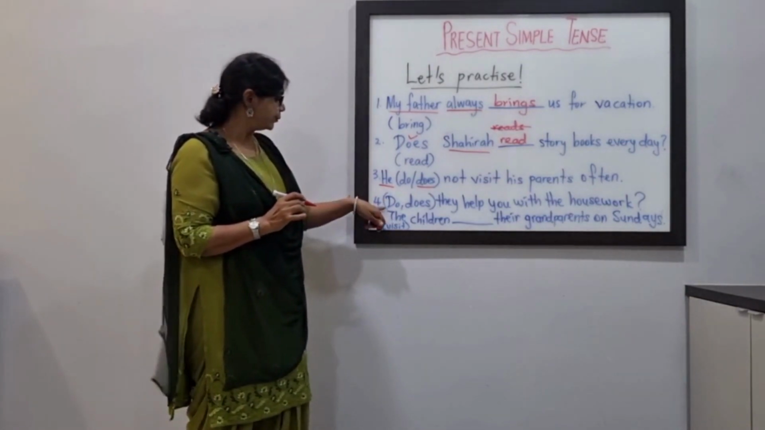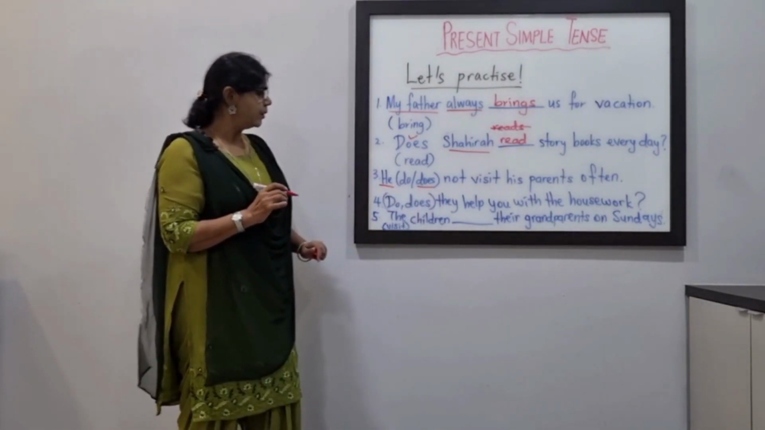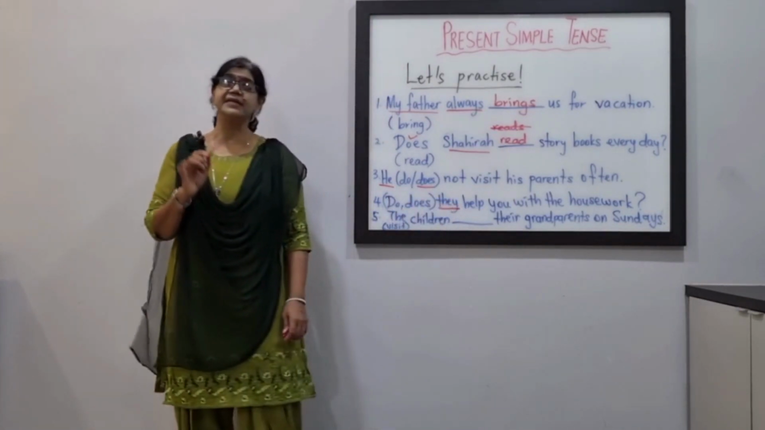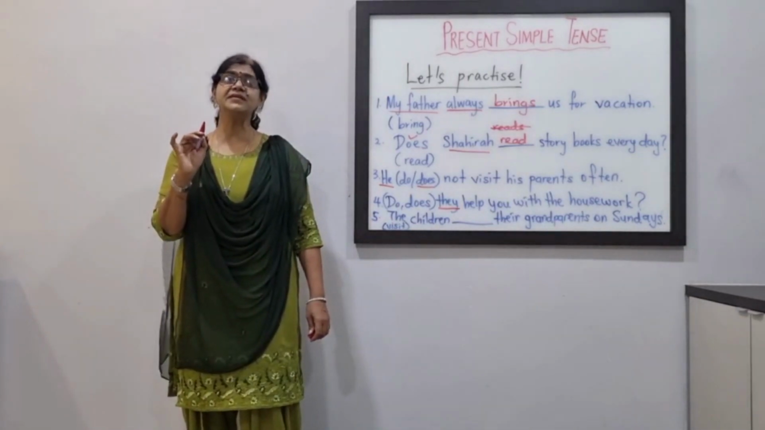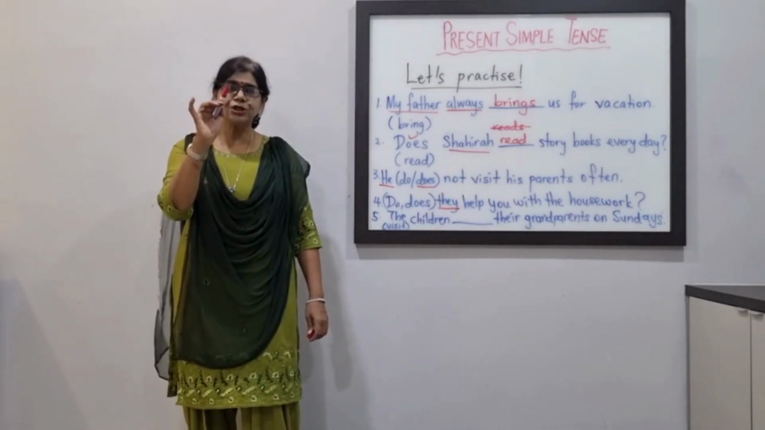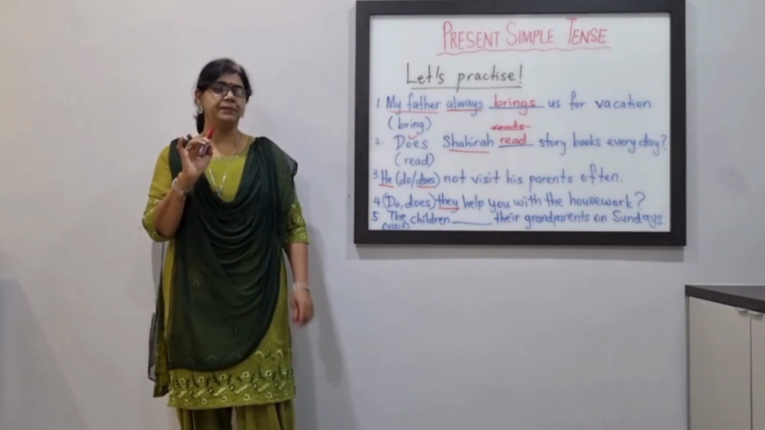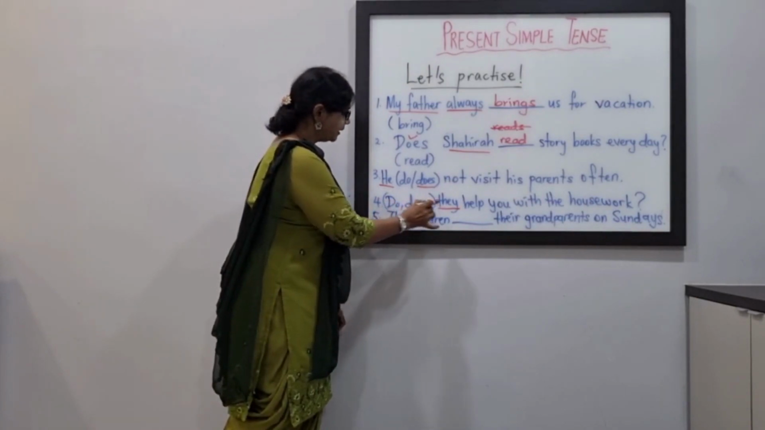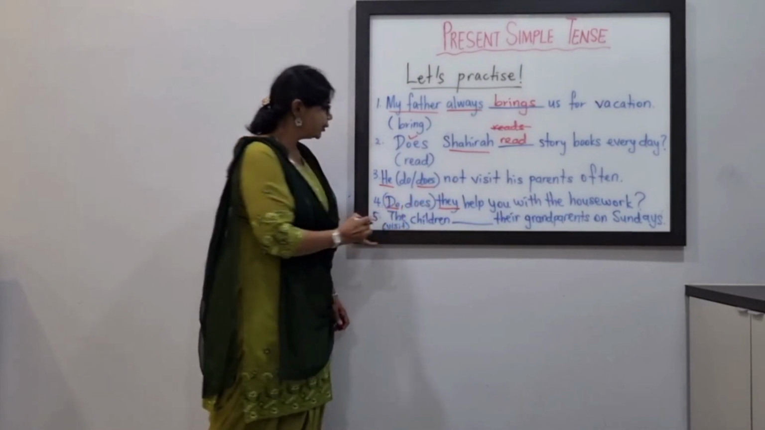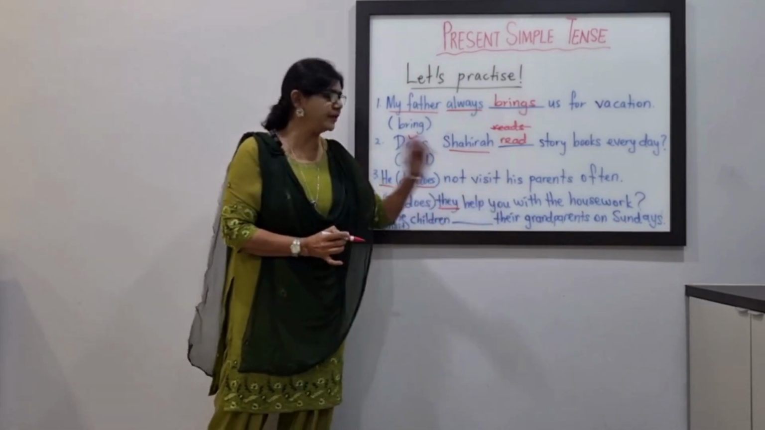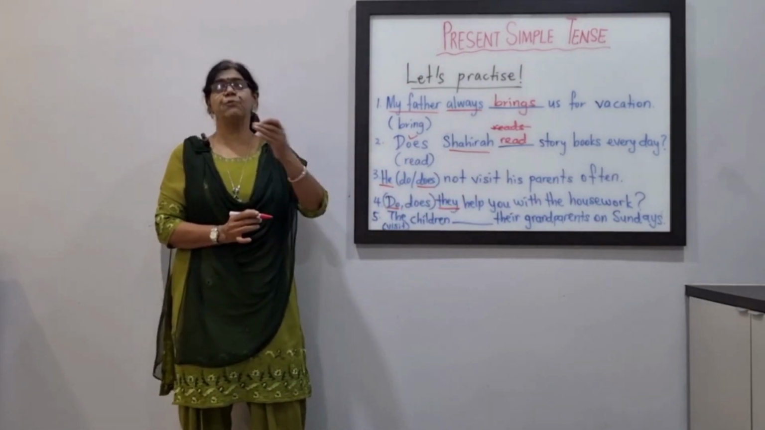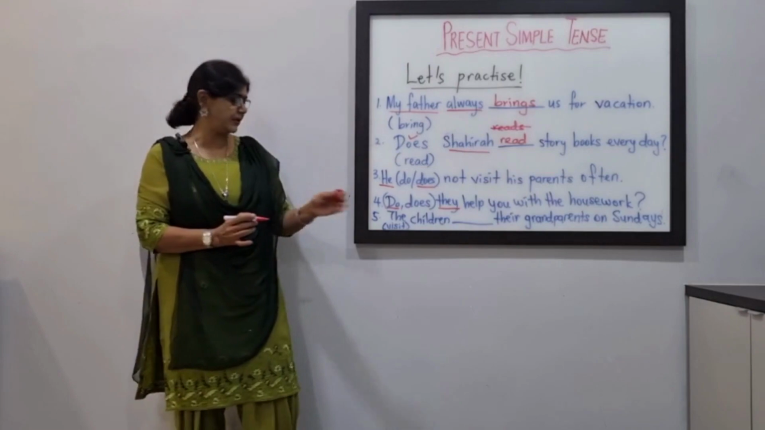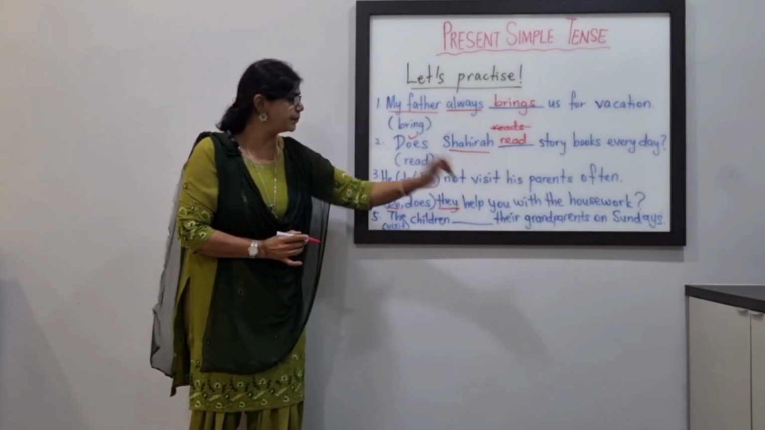Number 4, do or does they. So what must we look at? We must look at the subject first. The subject is they. They is a plural subject. Plural subject should agree with a plural verb. Plural subject, we use a plural verb. So here, they, we must use do. Do they help you with the housework? Probably your auntie is asking your mom about you or your siblings. Do they help you with the housework?